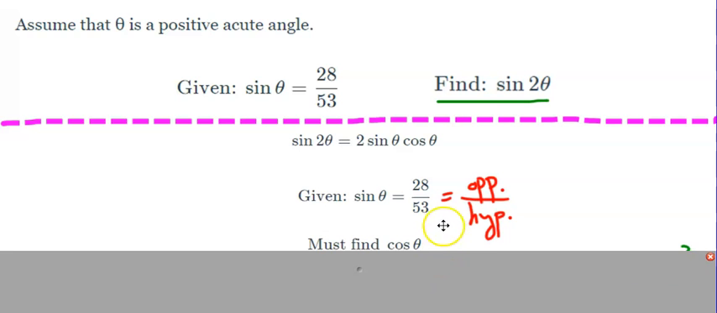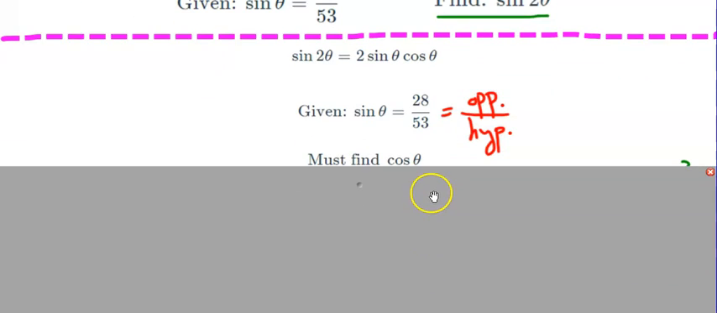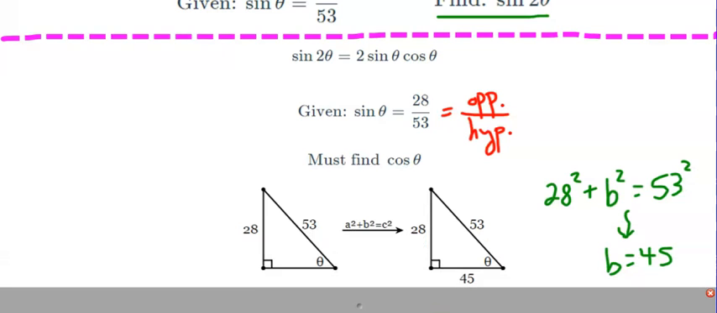There's no other way. So in order to solve this problem, what we do is we set up a right triangle, okay? We take note of the fact that sine theta is equal to 28 over 53, which is opposite over hypotenuse. So if I set up my right triangle and I label this angle as theta right here, opposite from it is 28, and the hypotenuse is the longest side opposite from the 90 degree angle, which gives us 53.